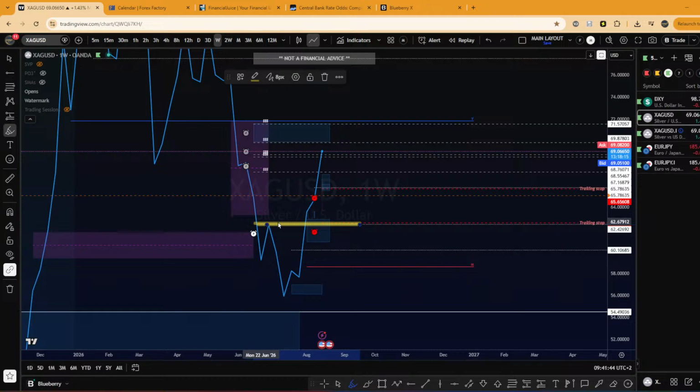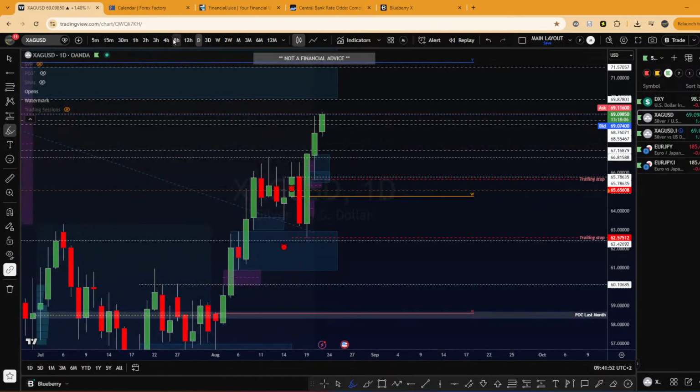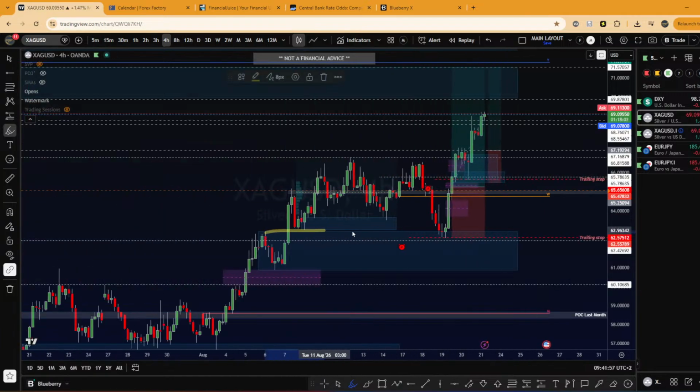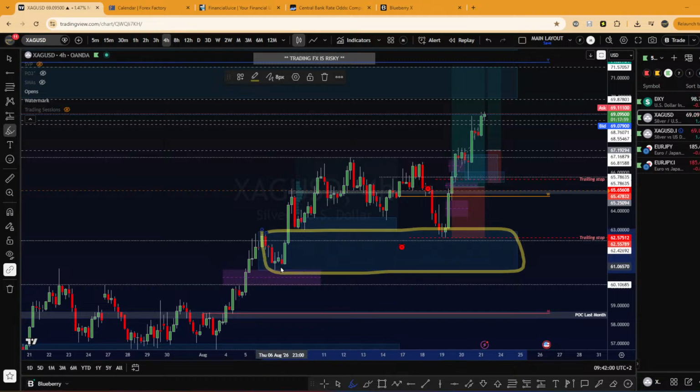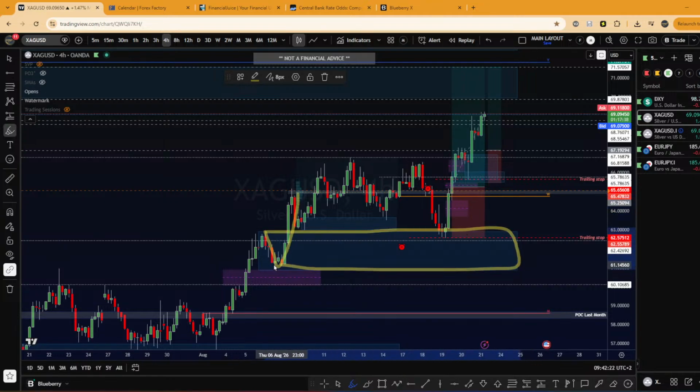Okay, so I mark up this level, and you can see that we almost retest this level. But I found that this level is overlapping with this demand zone right there. This is demand because we have a huge impulsion, huge engulfing candle, leaving imbalance behind. So for me, this is a characteristic of a demand zone. So that's why I like to mark up the sell before the buy movement as a demand zone.